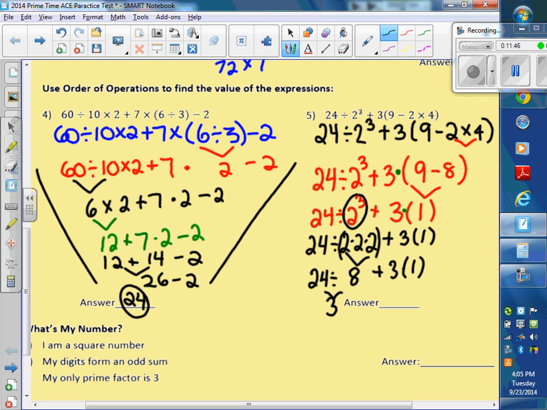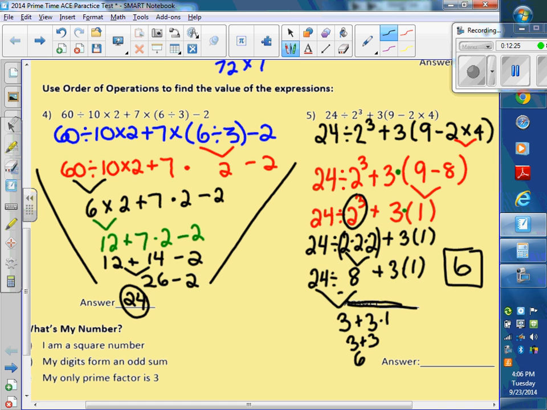I'm going to run out of space here, so I'm just going to cross this out and work right below it. It's down a little bit. You can do the same. So 24 divided by 8 is 3 plus 3 times 1. So 3 plus 3 is 6. So we'll just put the answer over here, put a box around it, so you know it belongs with that work.